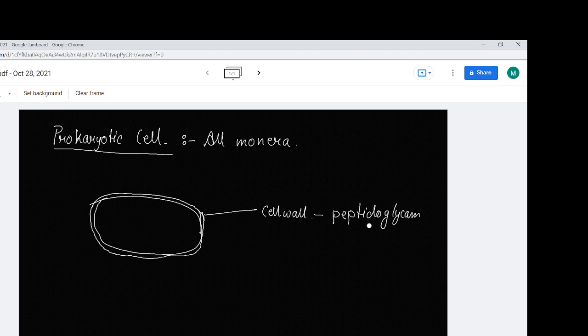Peptidoglycan is a compound which is made up of N-acetyl muramic acid and N-acetyl glucosamine.